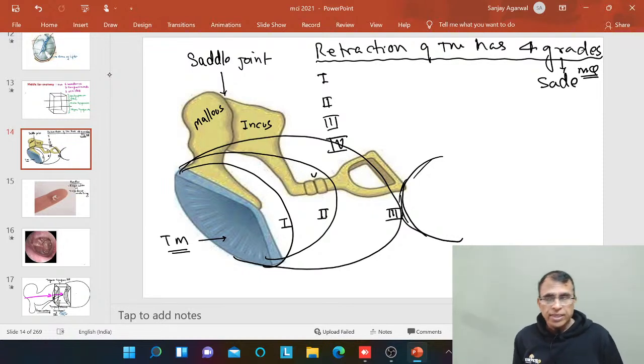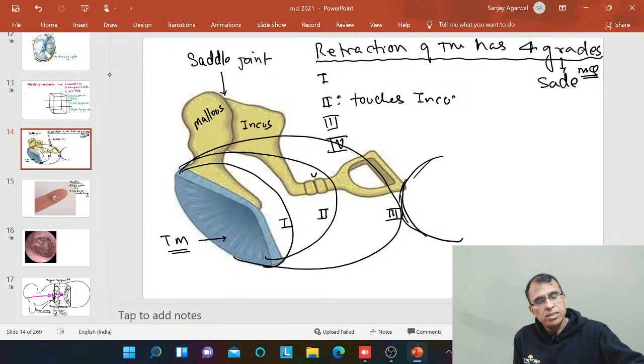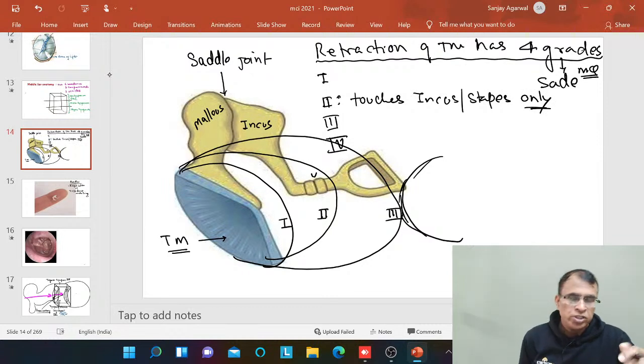So like I said, if you can remember, well and good, otherwise don't bother yourself. Remember grade 2, sir. Grade 2 is when it touches incus and stapes only. That means not the promontory. Touching the promontory makes it grade 3.